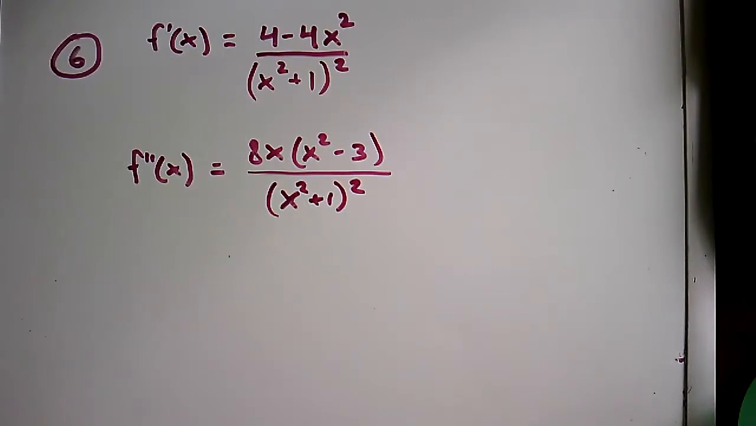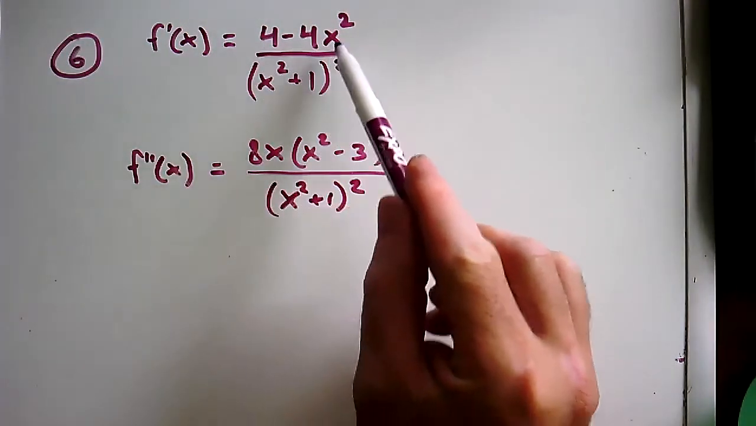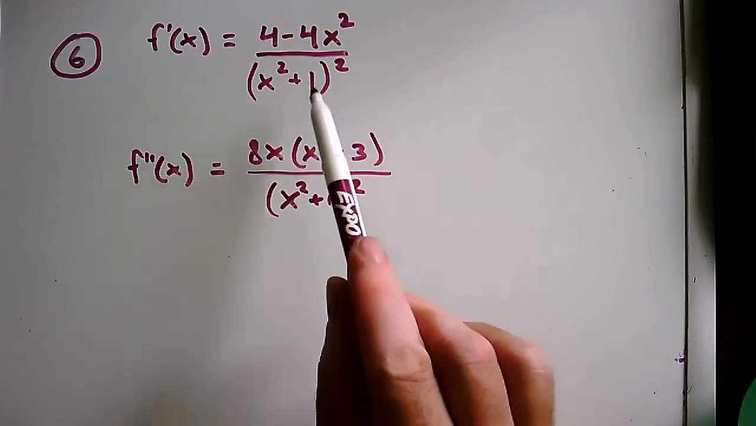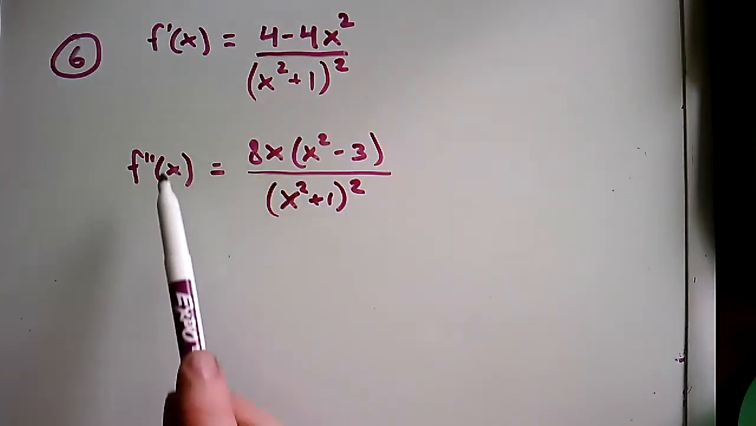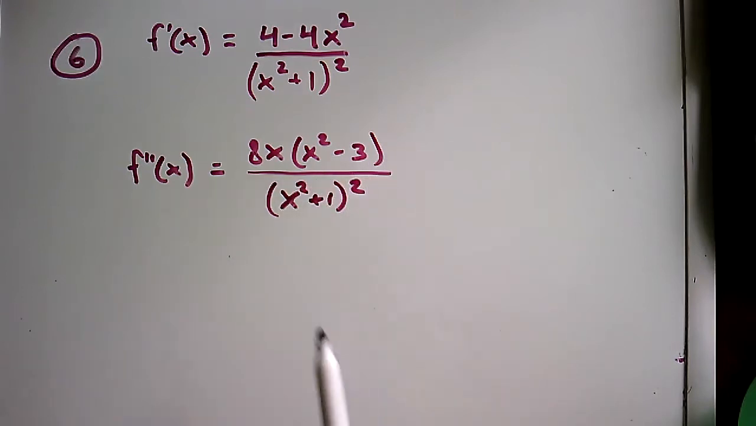Okay, here's problem 6. You're given 2 pieces of information, which is nice. You didn't actually have to find any derivatives for this problem, but you did have to work with them. So first, for some function, f prime of x is given by 4 minus 4x squared over the quantity x squared plus 1, to the 2nd power. And then f double prime of x is 8x times the quantity x squared minus 3 over the quantity x squared plus 1, squared. You don't have to check these things to make sure that they are actually derivatives of each other, but we do have to be able to work with them.